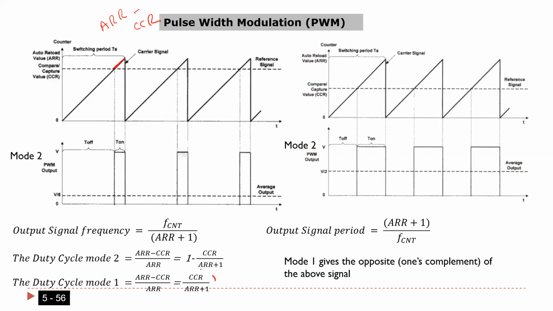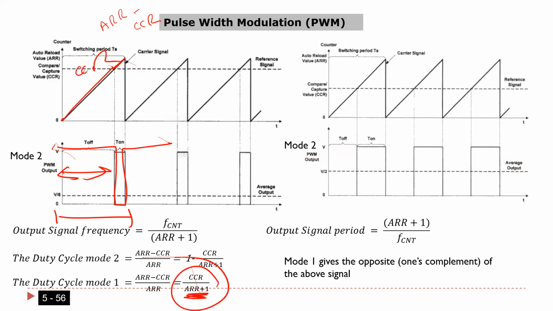Because you flip the signal this way, the duty cycle is going to be this part over the total. The total is going to be ARR plus 1, and this part you have to count from here until CCR. So it's going to be CCR divided by ARR plus 1. Okay, guys. Any questions?